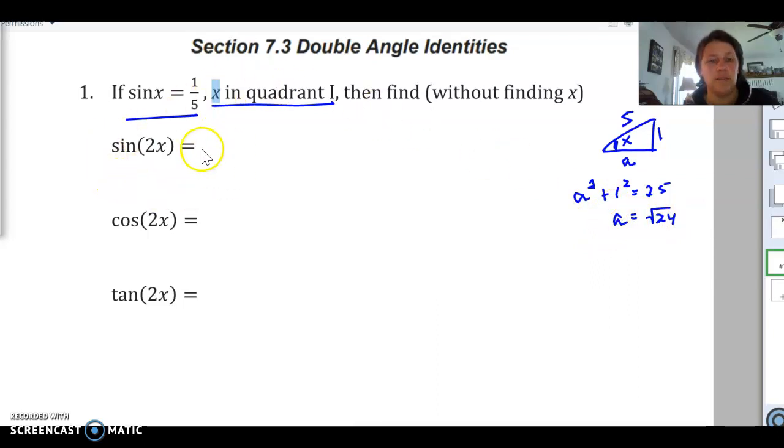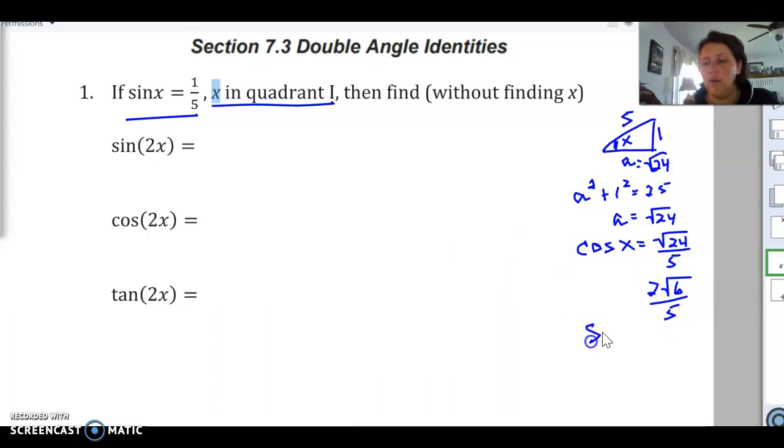So when we expand this sine of 2x and use our double angle identities, you're going to notice that we're going to want to know what cosine is. Sometimes you might want to know sine, but the main thing is cosine. So cosine of x is going to equal the adjacent, which we said was square root of 24, over the hypotenuse. So square root of 24 over 5. We could also write that as 2 root 6 over 5. And if we ever have to use sine of x, we know that sine of x is equal to 1/5. They gave us that in the beginning as well.